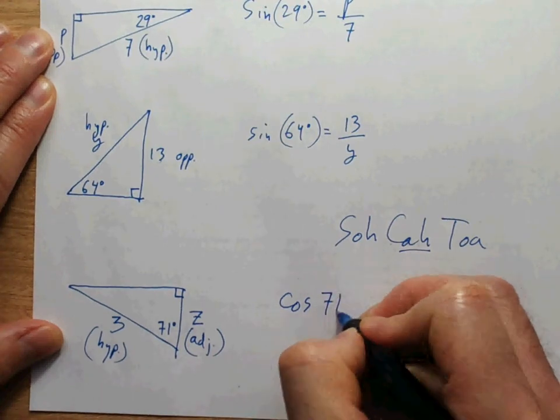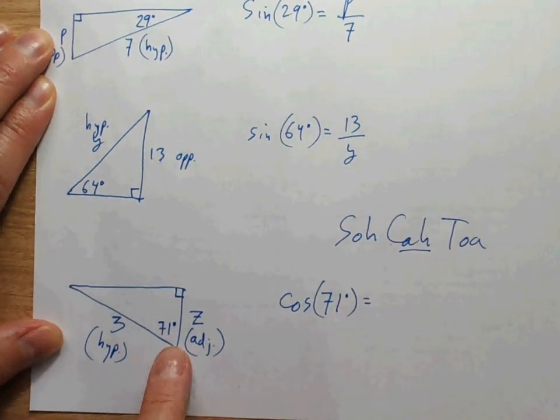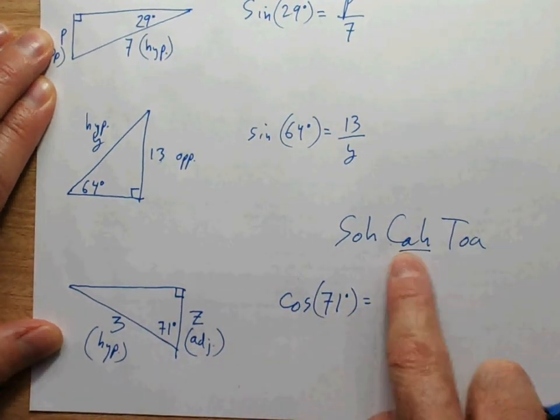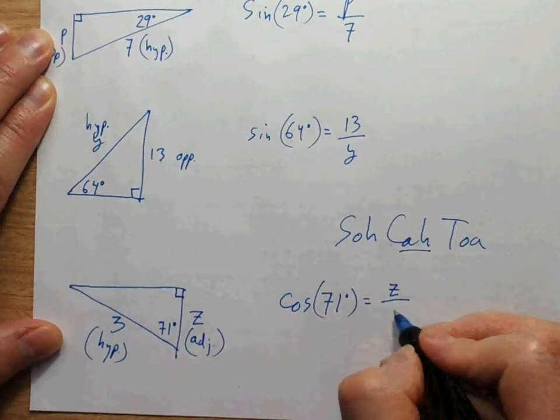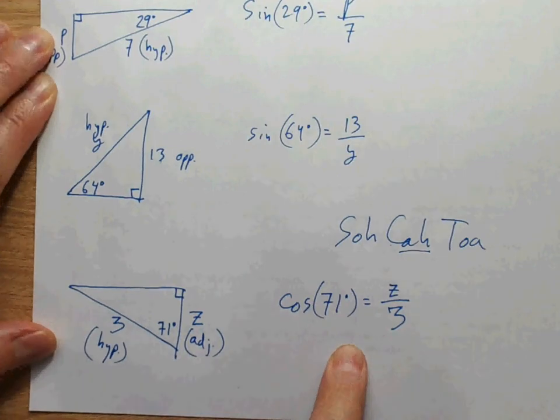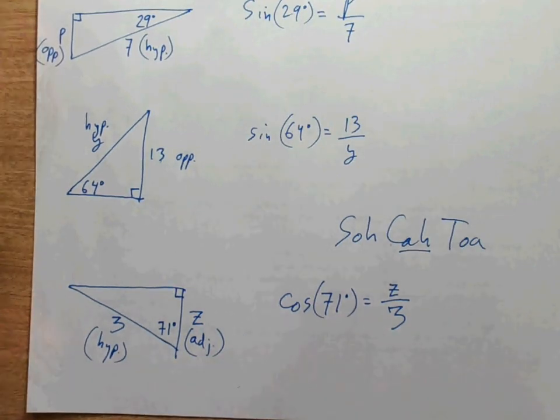Cosine of 71 degrees, in this case, is going to be adjacent over hypotenuse. Adjacent is z, over hypotenuse is 3. So that's the equation for this one. I hope that was helpful in setting up trig equations using right triangle trigonometry. We'll see you next time.